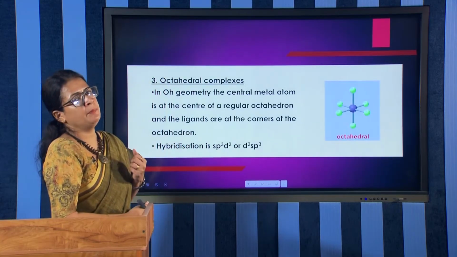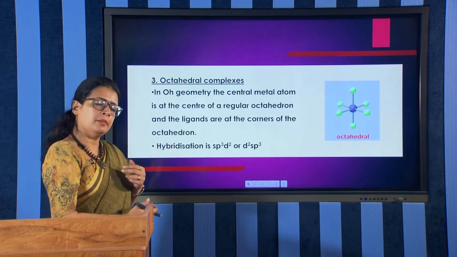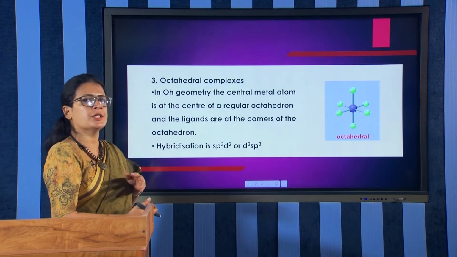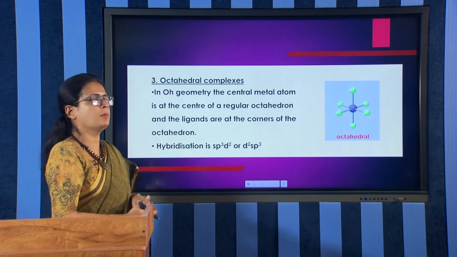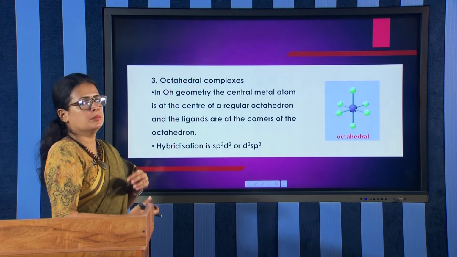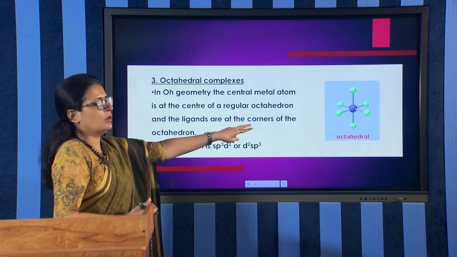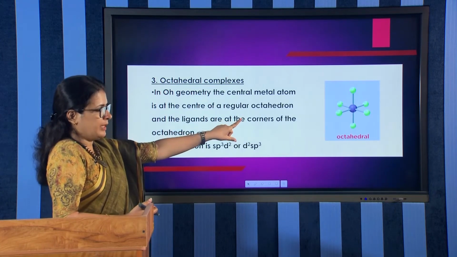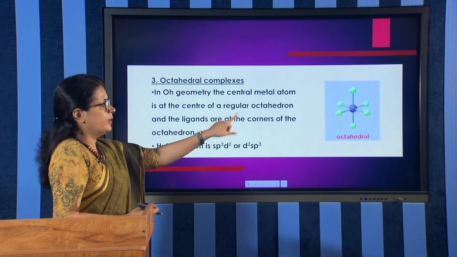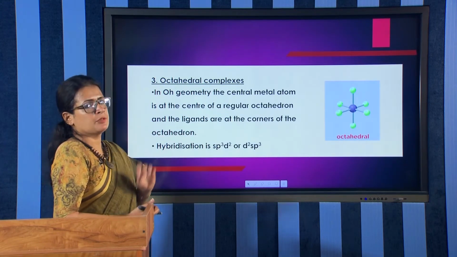Now the second type of complexes. Usually we have two coordination numbers, coordination number 4 and coordination number 6. Coordination number 4 was discussed, that is square planar and tetrahedral complexes. Now moving to coordination number 6, that is octahedral complexes. You can see the structure of a regular octahedron there. There is a central metal atom at the center and all the ligands, marked in green, are there, 6 ligands.